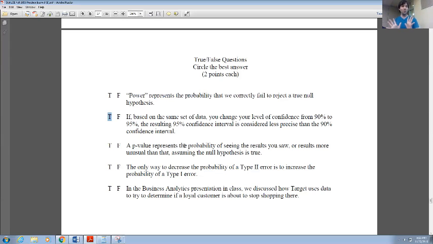But only think about the question this way when we think about less precise. Precise means an interval that is what? Wide or tight? A precise interval would be an interval that is wide or tight? Tight.